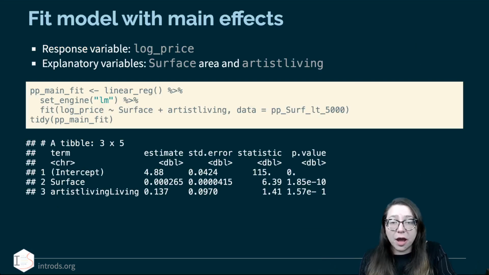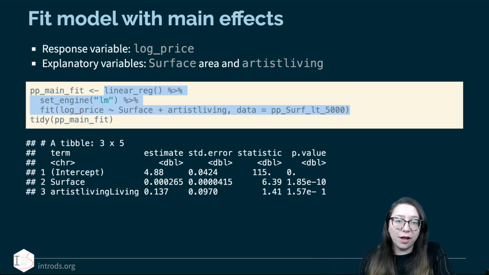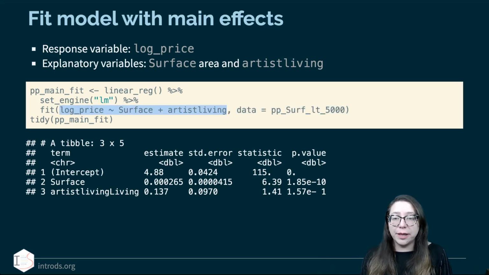So let's fit the model with the main effect. As usual, starting with a linear regression, setting our engine, and then remember that we're limiting our attention to the paintings that are less than 5,000 inches in surface area, and we're fitting the main effects model simply by using the formula log price versus surface plus artist living.